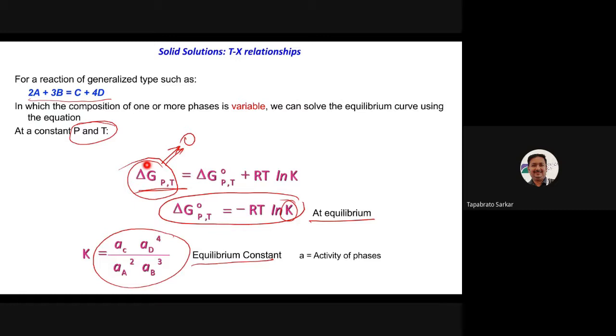Okay, we are trying to find out the equilibrium condition, so basically this part becomes 0. Now if this part becomes 0, the equation can be rewritten like this. Now we are trying to define each of these terms. There is one term K, called the equilibrium constant, and we can write it in this format. Let's see the next slide.